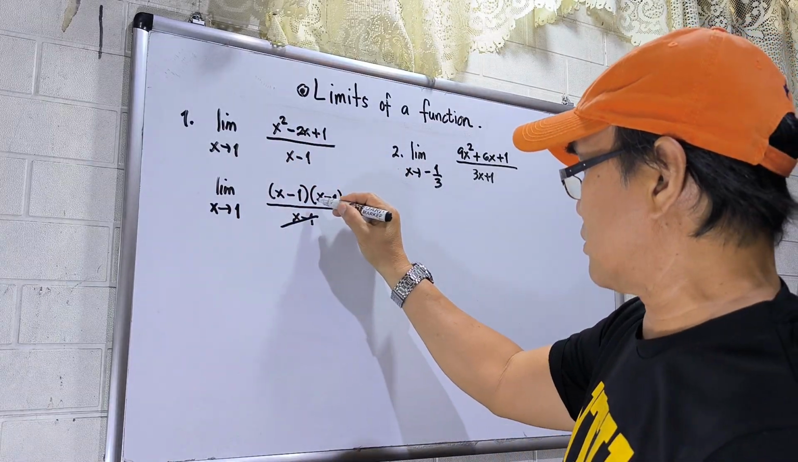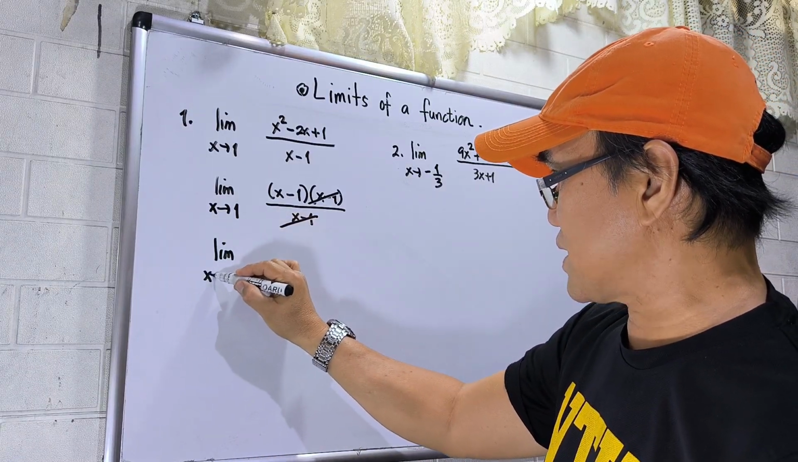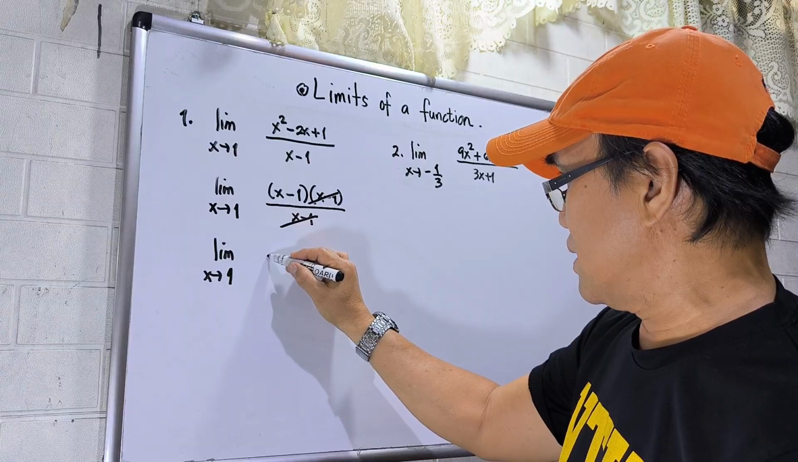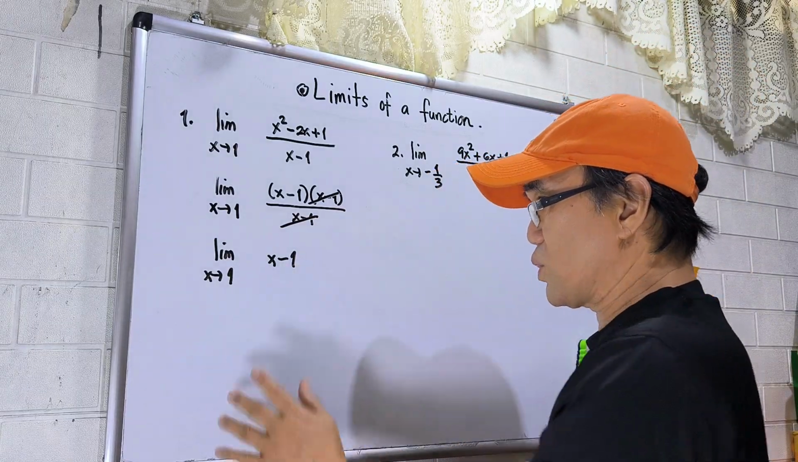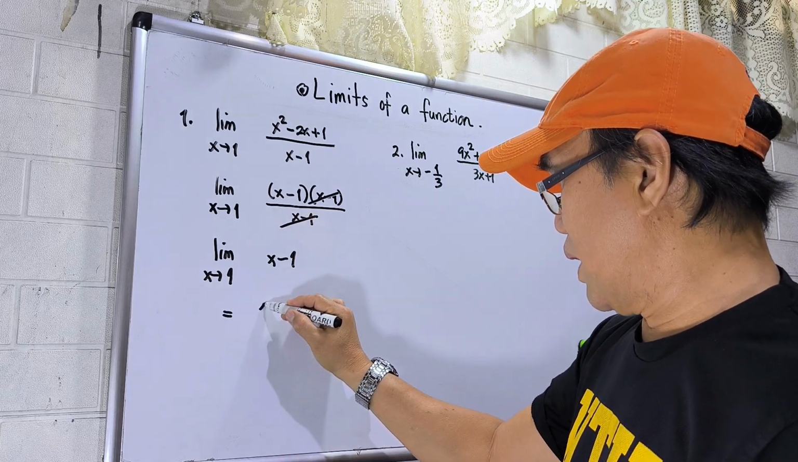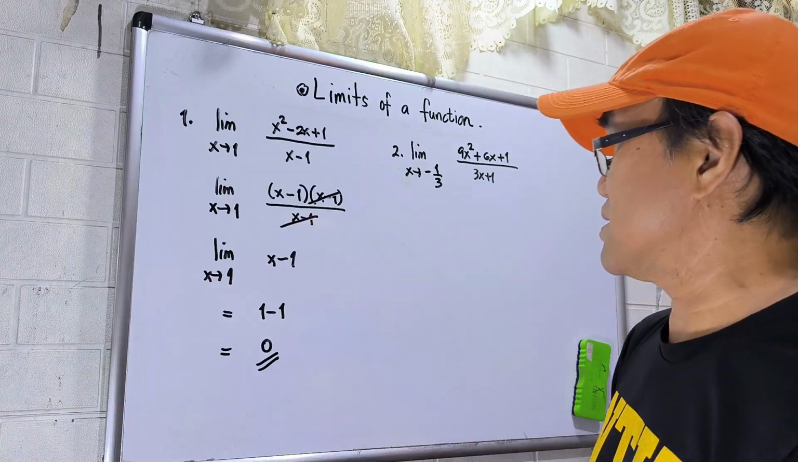So this x minus 1 will be crossed out. So you have now the limit as x approaches positive 1 of x minus 1. And then I will plug in the value, x approaches 1. So 1 minus 1. So my number 1 answer is 0.